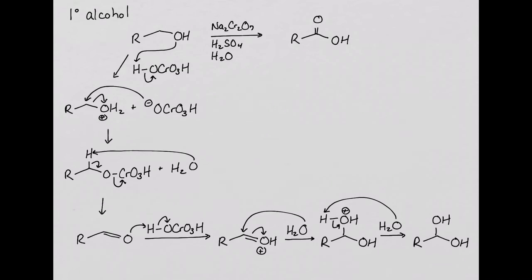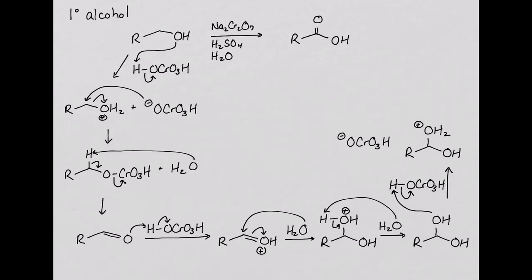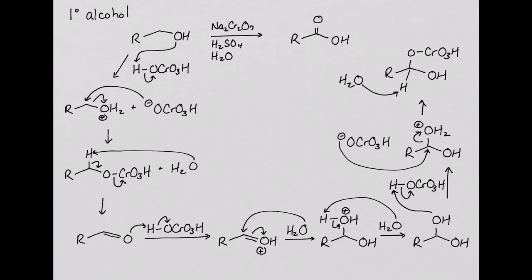Then, oxidation of this alcohol is carried out with another molecule of chromic acid. The alcohol is protonated, and the chromate attacks, kicking off water. Finally, water deprotonates the alcohol to oxidize the oxygen and reduce the chromium to produce our carboxylic acid.